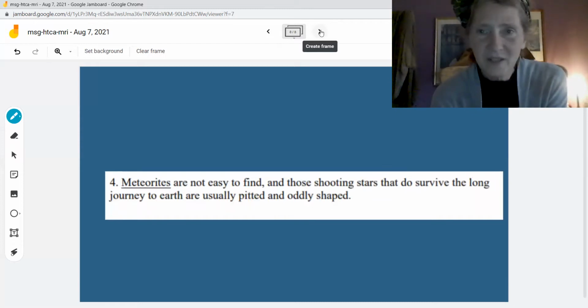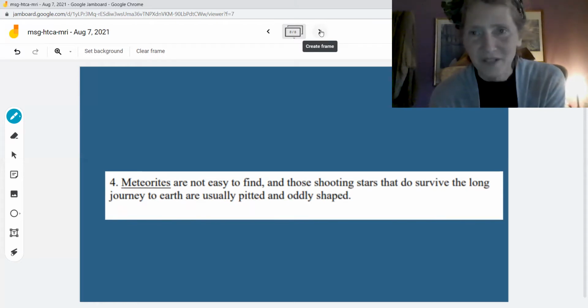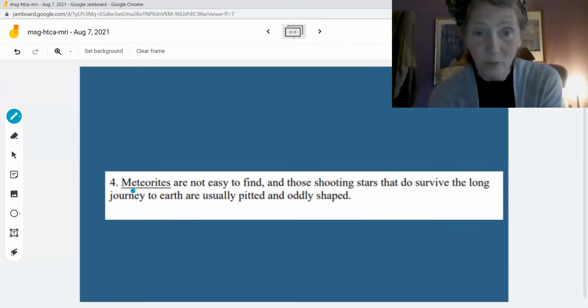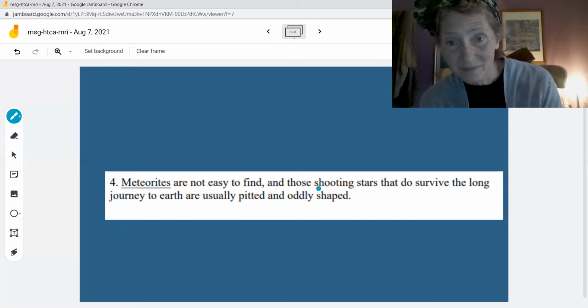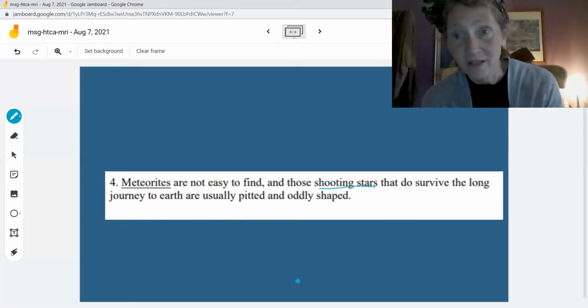Okay, next one. Meteorites are not easy to find, and those shooting stars that do survive the long journey to Earth are usually pitted and oddly shaped. So here we have a bit of a definition and some example. So you might not know what a meteorite is just by looking at the word, but when we read this little passage, shooting stars. Now if they do make it to Earth, most meteorites actually don't, but some of them do, they're usually pitted and oddly shaped when they're found.